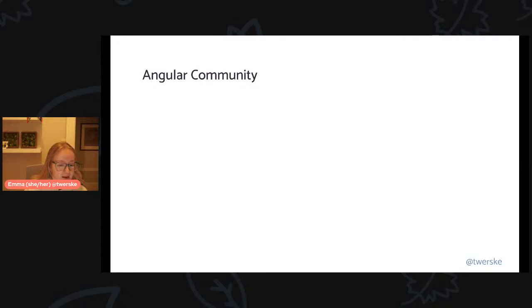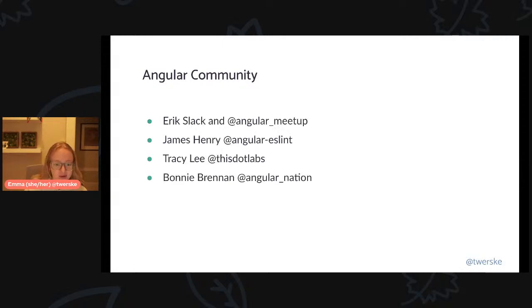So let's talk a little bit about what that community is. There are a lot of great people in the community, such as Tracy, who's on this call, and Mohammed, who organized this meetup. There are all kinds of different meetups. There's James Henry, who maintains ESLint. And these are all people who are electing to contribute back to this community because we all care about Angular.